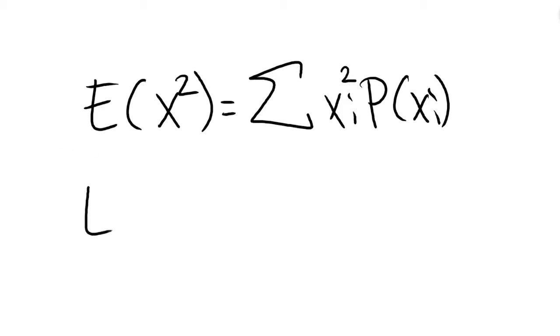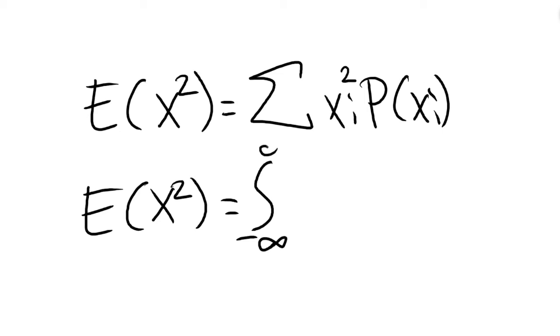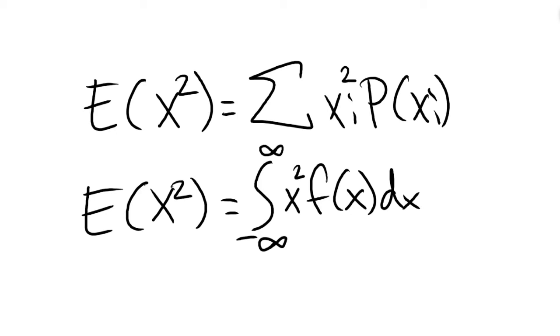And then let's say we have a continuous situation, so we can't use the sum. Well, in that case, we still do the same thing as we would for the normal expected value. We take our integral from minus infinity to infinity of x times f of x dx, but instead of x, we take x squared. And yeah, it's just that simple. Just change the x to whatever you have inside of here.